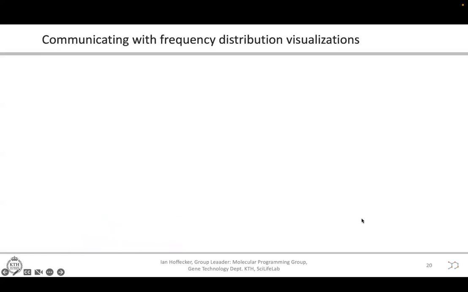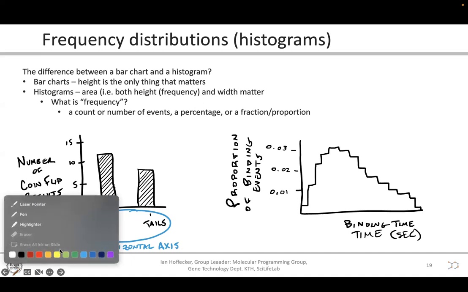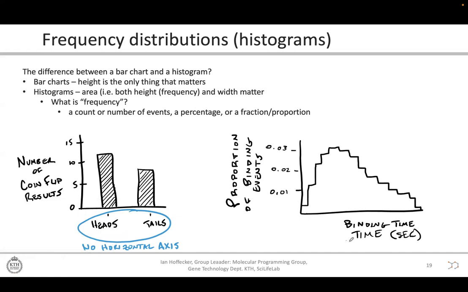A histogram is distinct from a bar chart, therefore, in that this x-axis actually means something. So we have, for example, time here. We have a variable spanning this range. The other consequence is that the area of these bars actually means something as well. Since we have both a width and a height, the area has an actual quantity. So it's not just the height, as you have in the case of the bar chart.